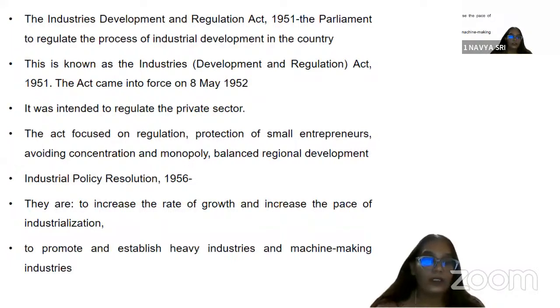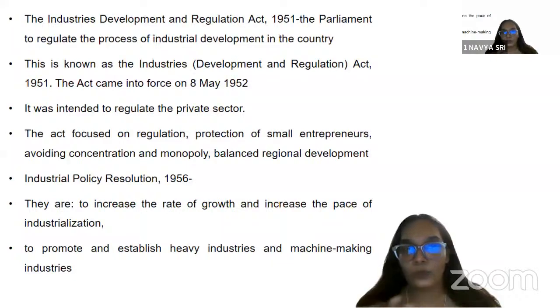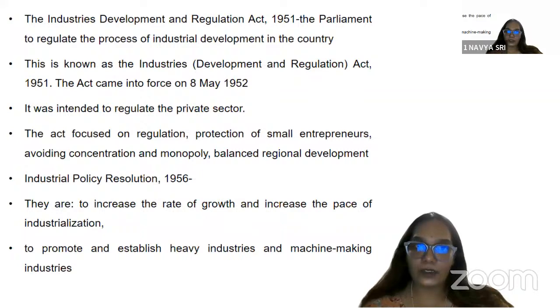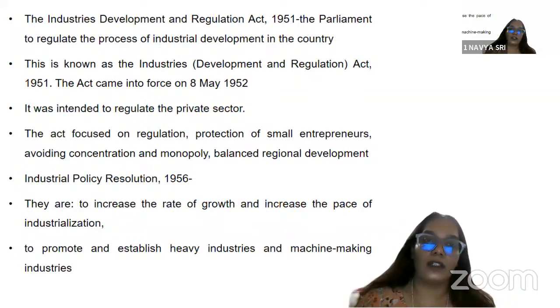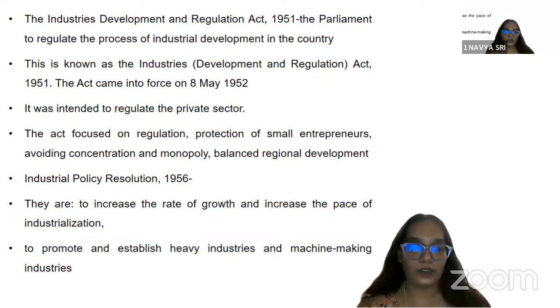Then the Industrial Policy Resolution 1956. What are its aims? To increase the rate of growth, to increase the pace of industrialization, to promote and establish heavy industry and machine-making industry. Now that India had come through with agriculture as the main strategy, it wanted to focus on and develop these heavy-scale industries which could supply machinery, building industries, etc. So the industrial policy of 1956 came into place, to promote and establish heavy industries and machine-making industries.